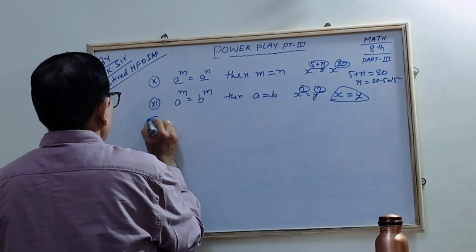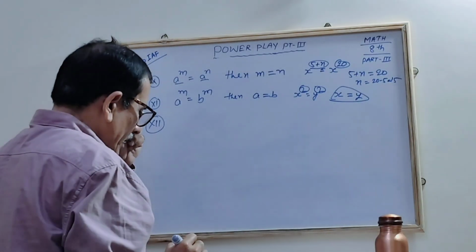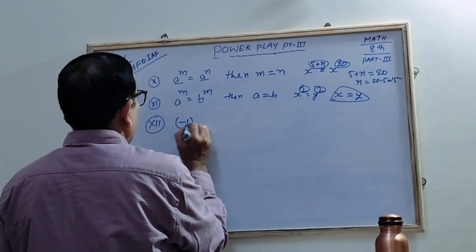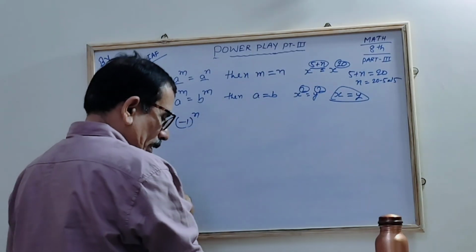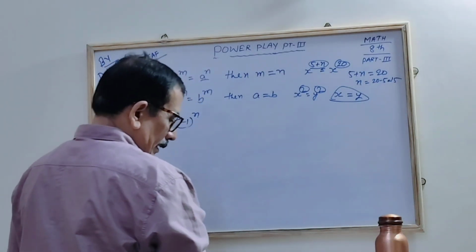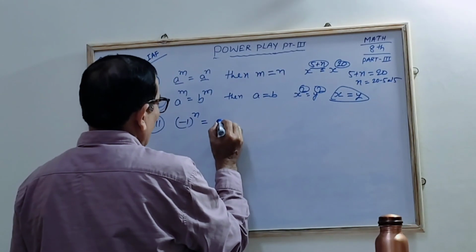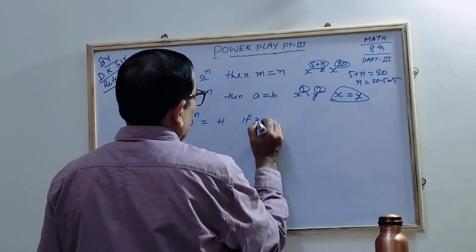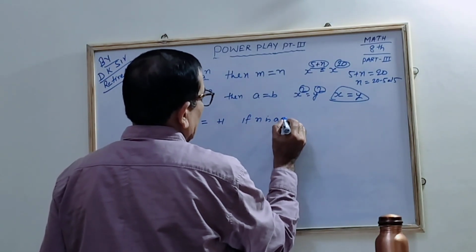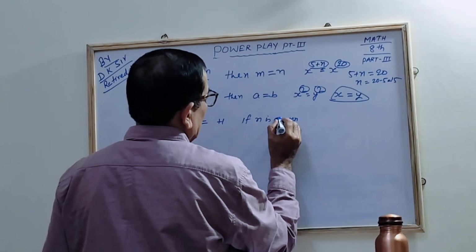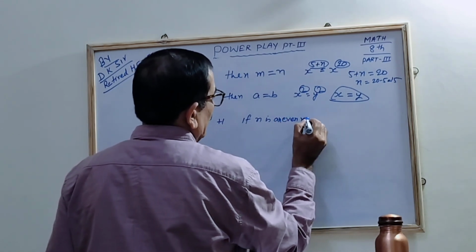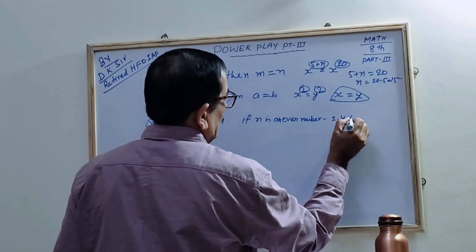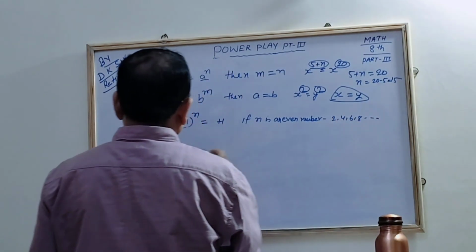Rule number 12. What is it? Minus 1 to the power n will always be the positive one if n is an even number. N is an even number, correct? If it is an even number like 2, 4, 6, 8, etc., correct?